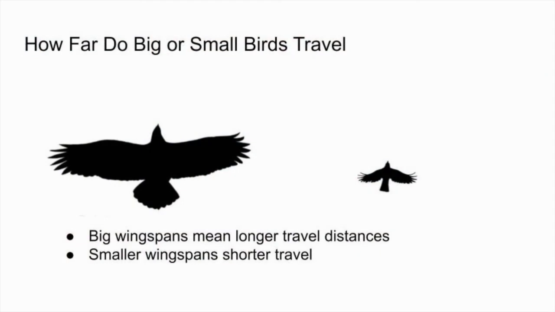And so now, hopefully, you learned a thing or two about how big a big bird is based on its wingspan, how small a small bird is based on its wingspan, and why big birds have big wings, right, to travel further, and small birds have smaller wings to travel smaller distances than an eagle, for example.